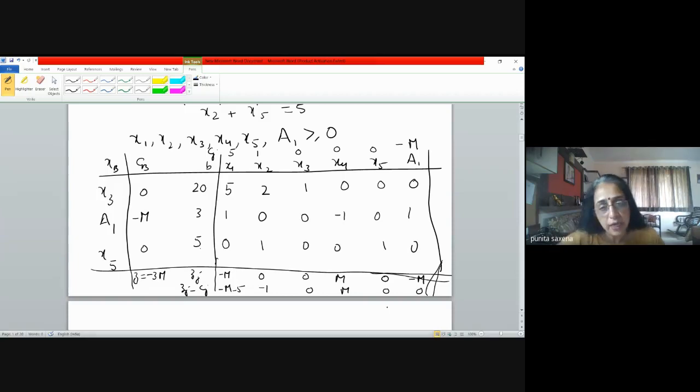Fine. Now we have to decide upon the entering variable. Entering variable is defined by the most negative. Now see, if you look at this term, minus M minus 5, M is a very large number. Take M as 100. So what does it become? Minus 100 minus 5, that makes it minus 105. This is minus 1. So which one is most negative? Definitely minus M minus 5. So we conclude that x1 enters the basis.